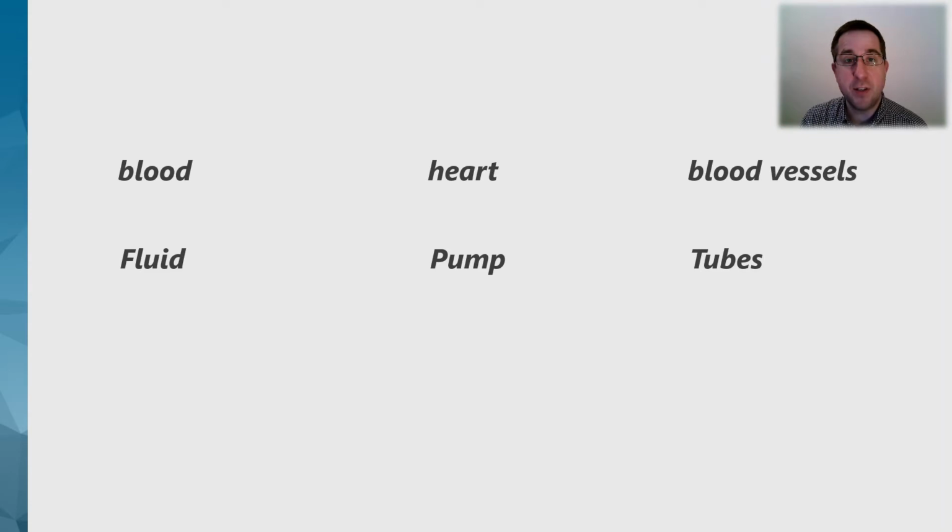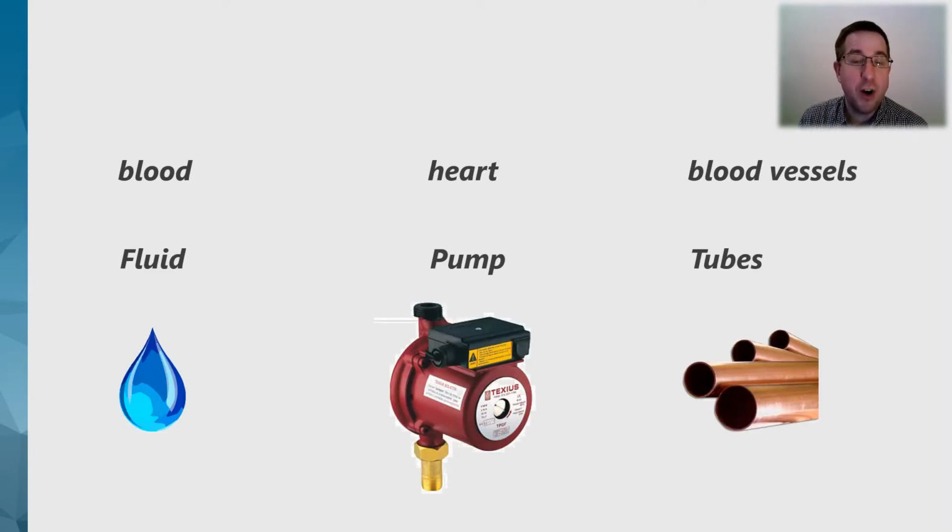This is very similar to a radiator or a heating system that you may have in your house or flat. The fluid in the heating system is normally water with some chemicals added to stop corrosion. There's an electrical pump that pumps the fluid around the radiators to get the heat into different rooms of your house. And then there are some copper pipes, which are the tubes of the system.